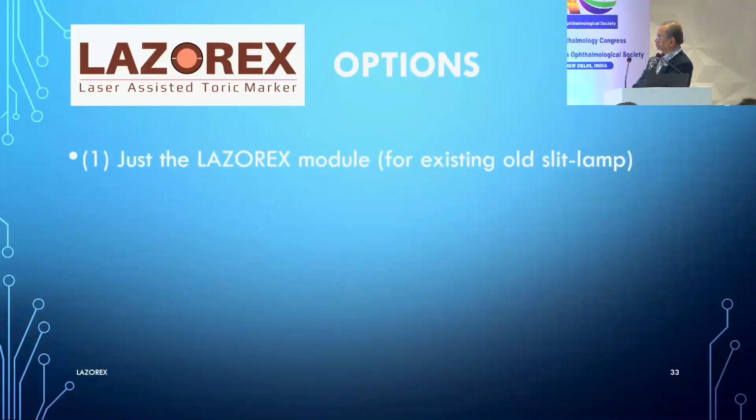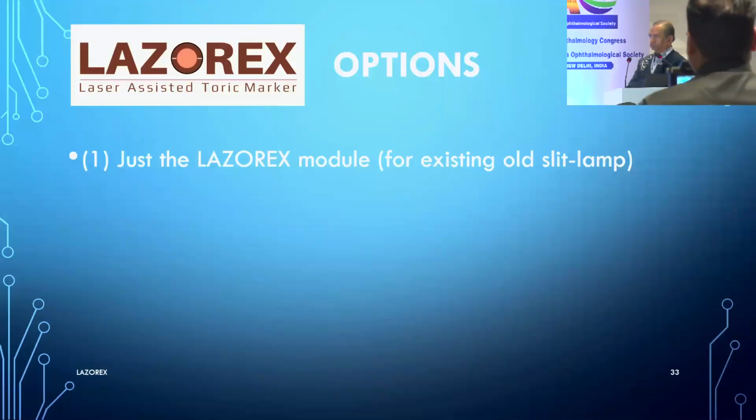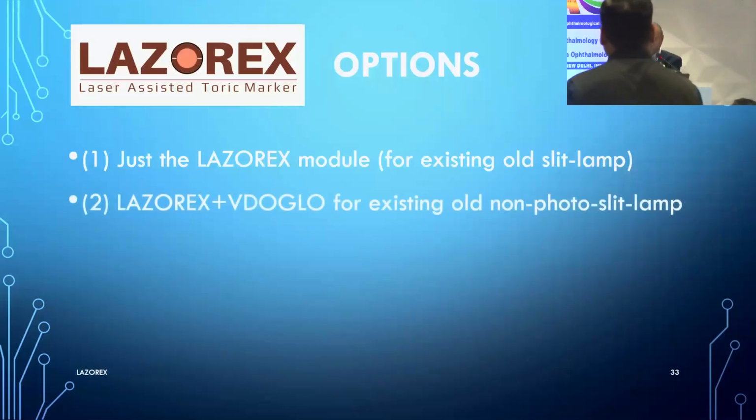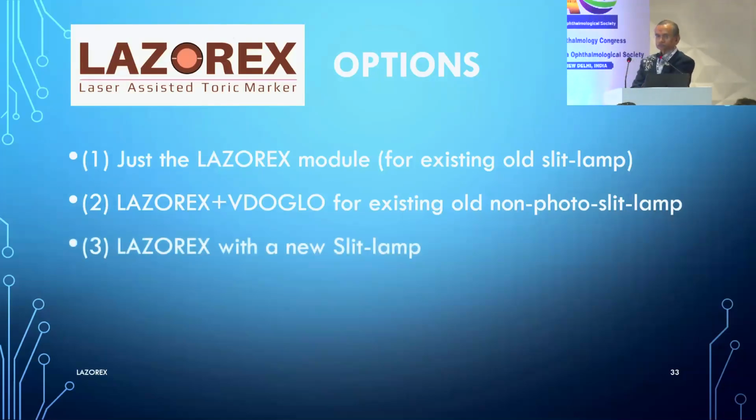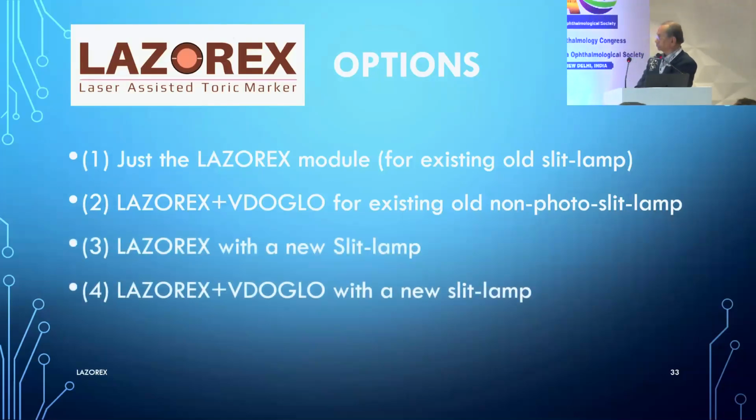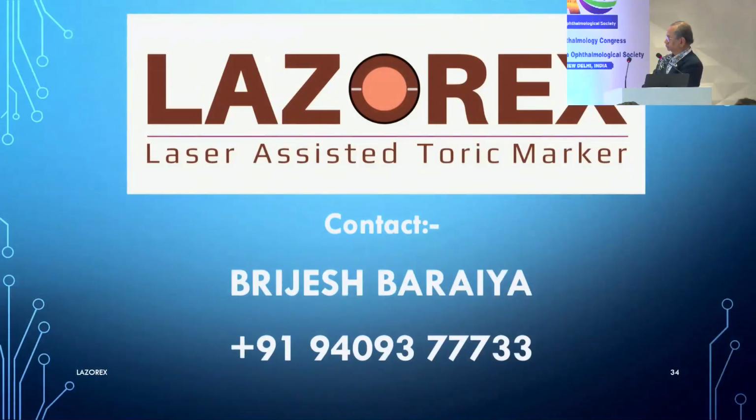LaserX is available in 4 options: just the LaserX module for an existing old slit lamp, LaserX plus Video Glow for an existing old non-photo slit lamp, LaserX with a new slit lamp, or LaserX plus Video Glow with a new slit lamp. By the way, the name LaserX is coined by conjoining 2 words, laser and x-axis.